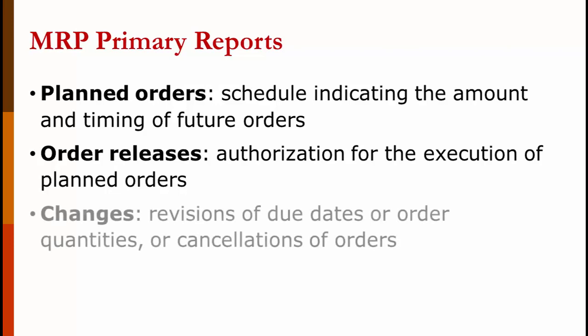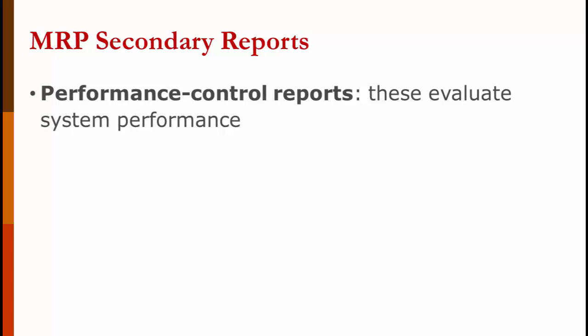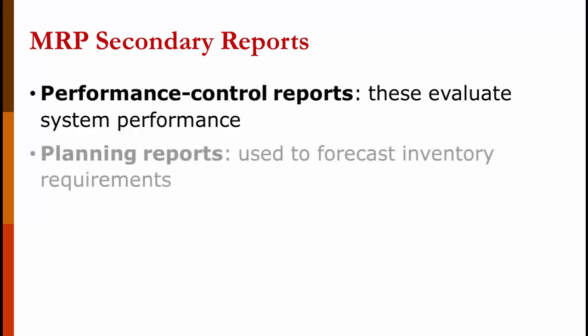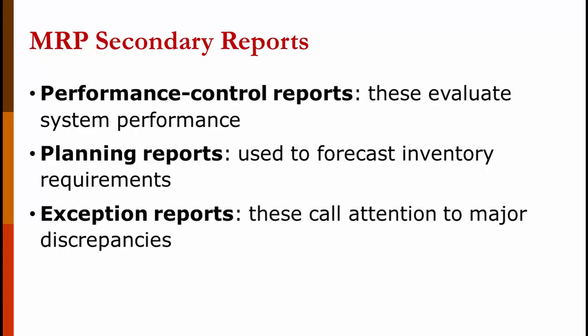And changes are revisions of due dates or order quantities or cancellations of orders. Let's briefly mention 3 secondary MRP reports. The first is performance control reports. These evaluate the system performance, the production system, not the MRP system. The second is a planning report used to forecast inventory requirements. The third are exception reports, and these call attention to major discrepancies in the production process.